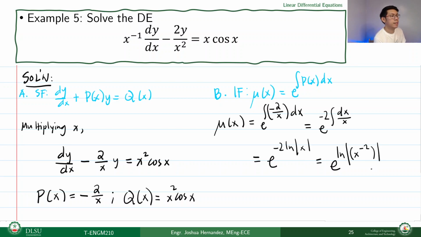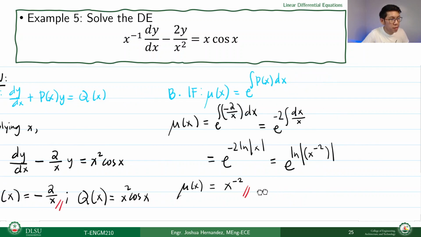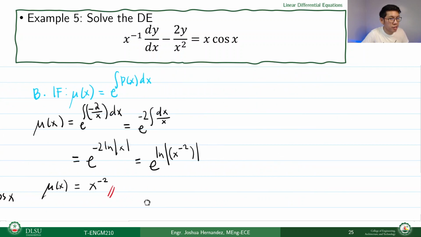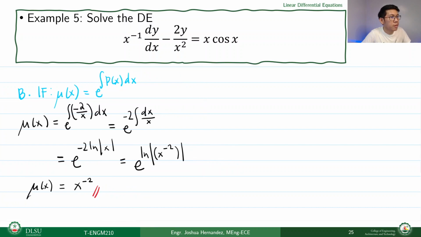Now, a natural logarithm raised in e cancels out. So we have finally mu of x equals simply x raised to negative 2. Ayun, P of x and then mu of x. We can now proceed in solving our general solution.